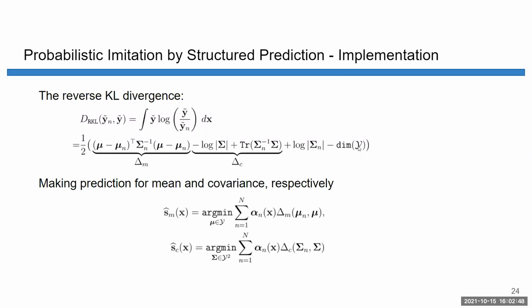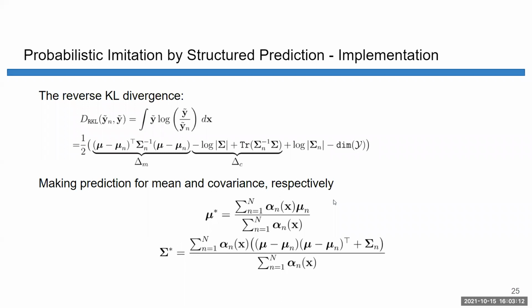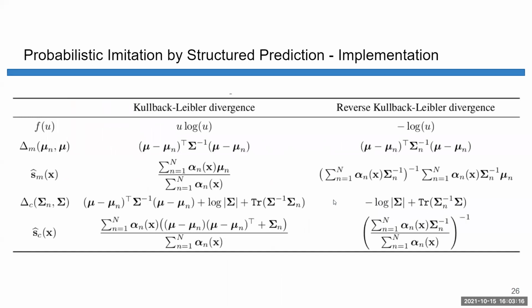And it can be seen that the prediction for the mean value and the covariance can be separated. So we end up with two optimization problems. By taking the gradient with respect to the mean or covariance, respectively, and setting it to 0, we can find the optimal prediction value. We can also try other forms of divergence.